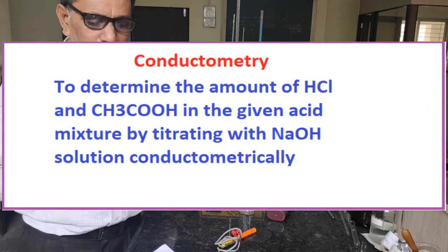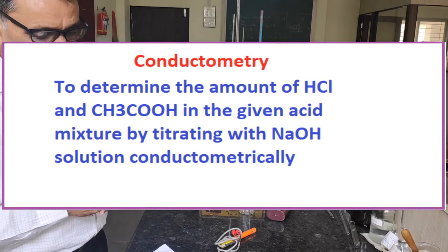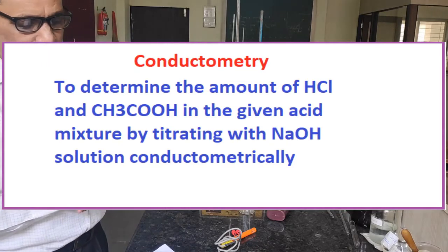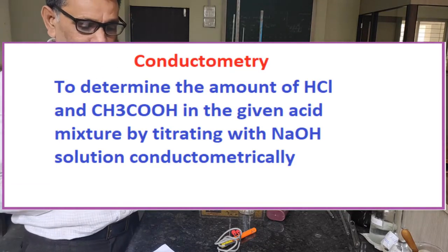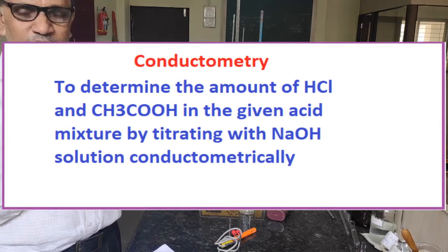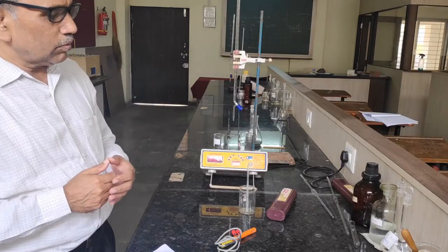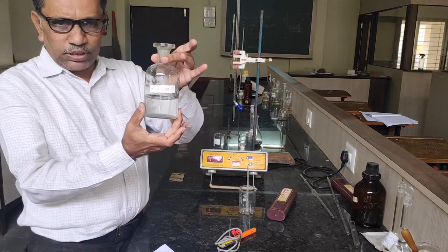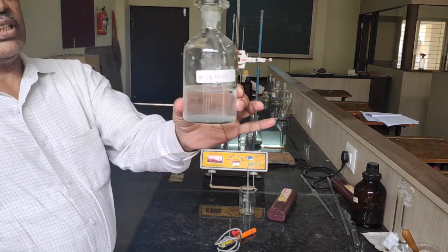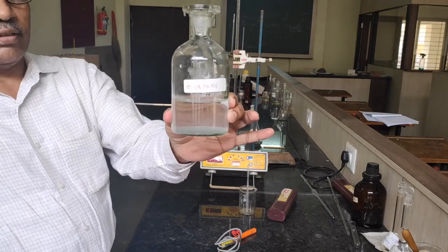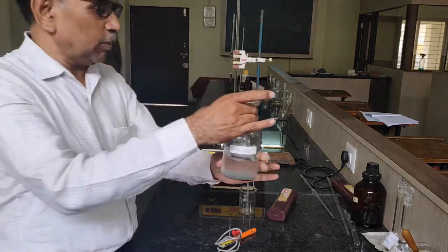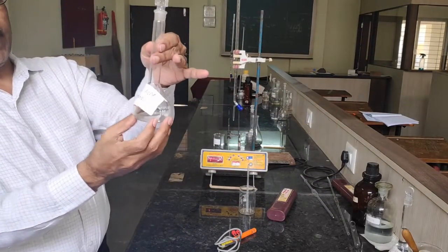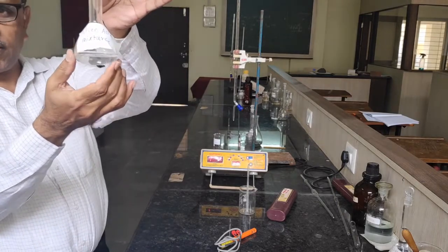We have to determine the amount of HCl and acetic acid in a mixture by conductometric titration with sodium hydroxide solution. So what are the requirements of this experiment? Let us see. You are supplied with this 0.1 normal NaOH solution, which is the burette solution. We have to fill the burette with the NaOH solution. Then you are given an acid mixture.